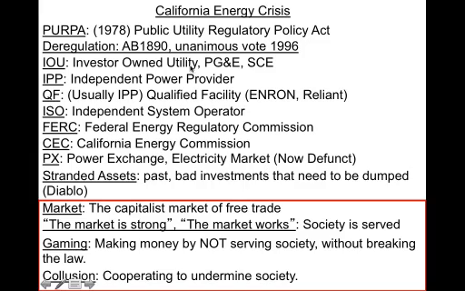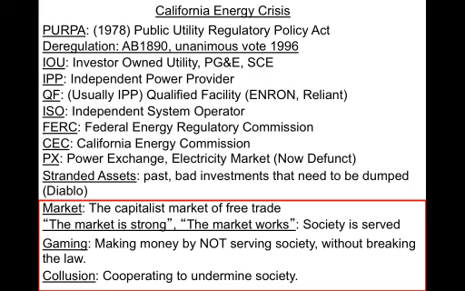These are the names of the organizations that played in with the California energy crisis. It's worth getting to know what they are. Let me just focus on the bottom here. The market. When we say the market, we mean the capitalistic market of supply and demand, whereby we can reach an equilibrium price. When we say the market is strong or the market is working, it means society is being served. It means we're reaching an equilibrium point where the consumer and the supplier are reasonably satisfied.